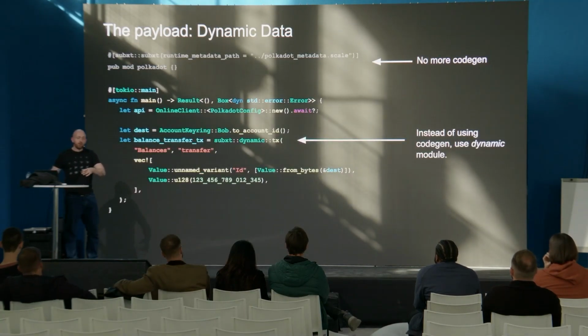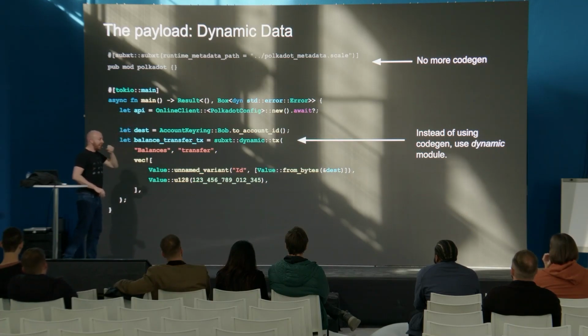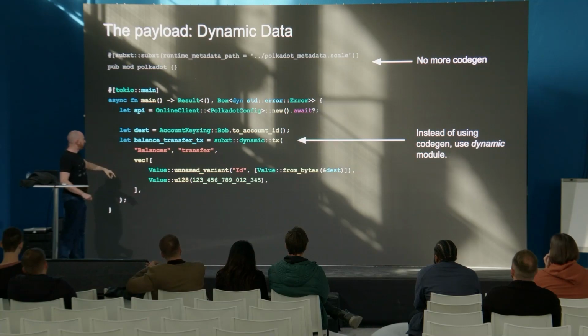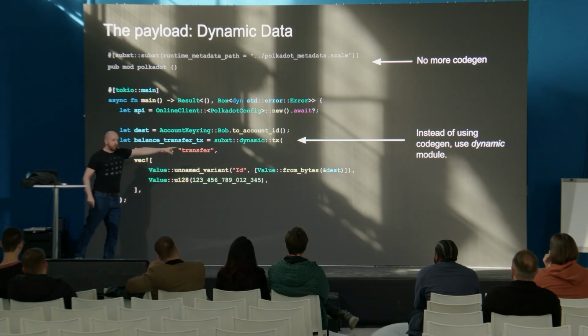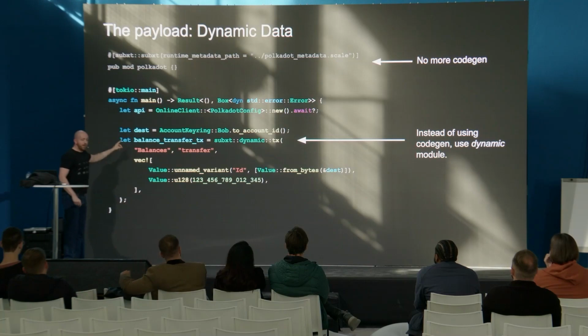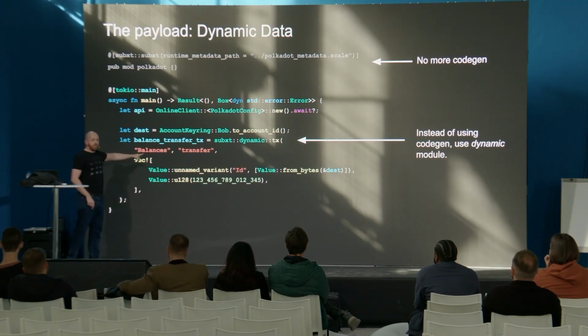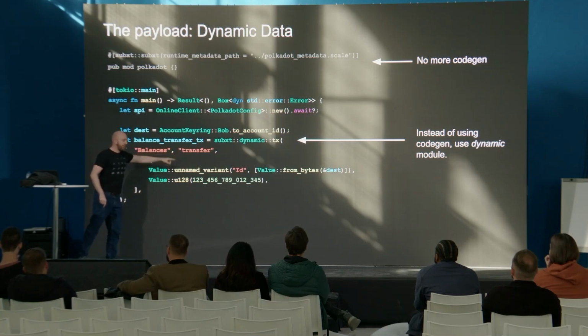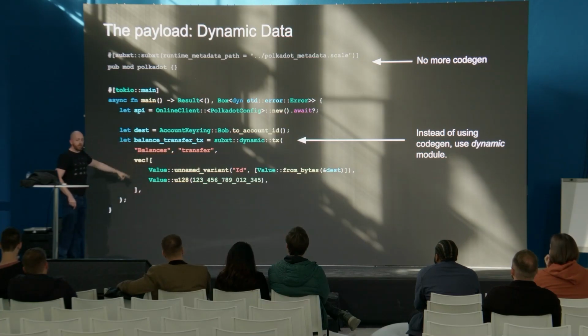And basically what this would look like to use really quickly is you can throw away all of the static code gen, and instead of doing any kind of code gen at all, you use this dynamic module, and you construct a dynamic payload instead. And this is completely arbitrary now. You have to name the pallet with a string, you name the call that you want to make, and you pass in a vector of arguments.